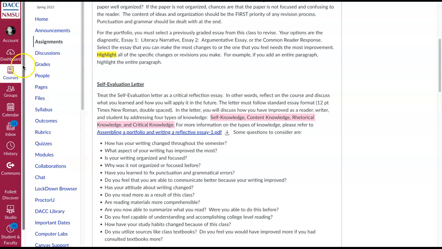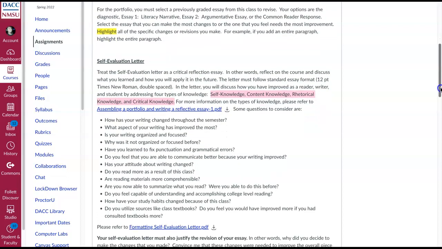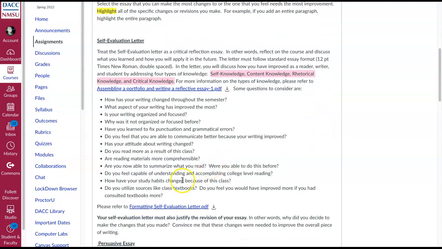And keep in mind that there's another class that follows this one. This class is meant to prepare you for English 1110. So don't think you have to have everything solved or everything figured out by the end of this class. No, this class is meant to prepare you for another class. So that's something that you can also go ahead and include in your letter.